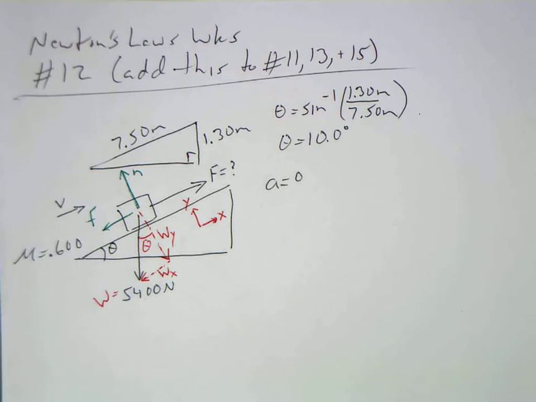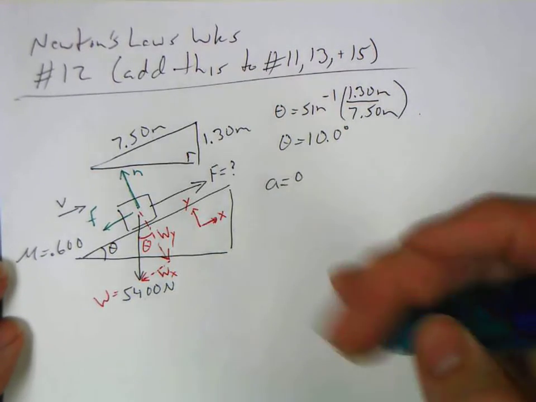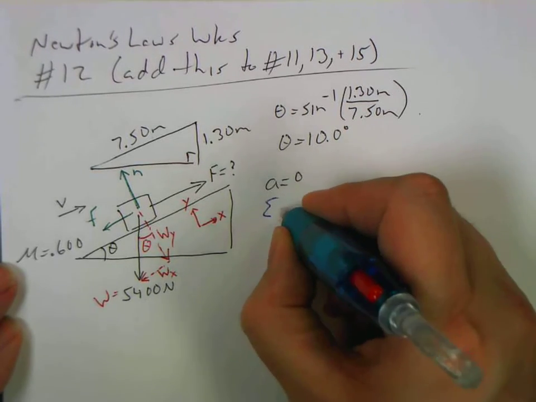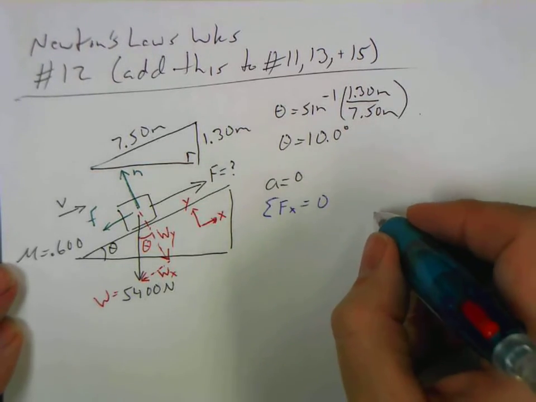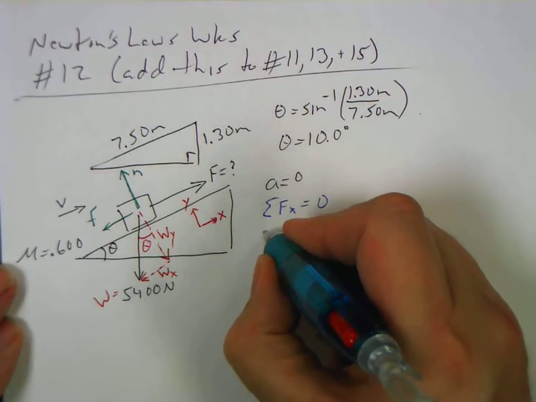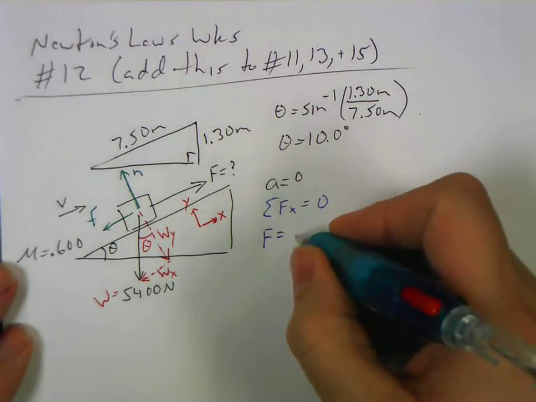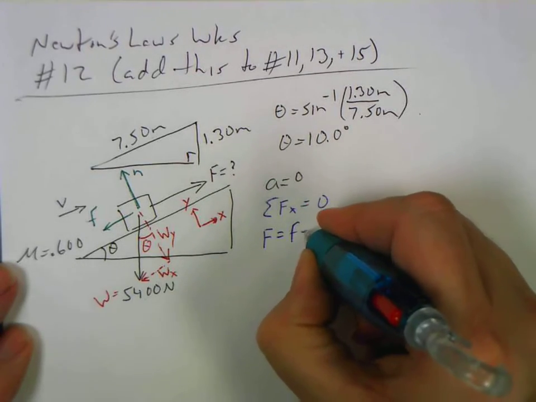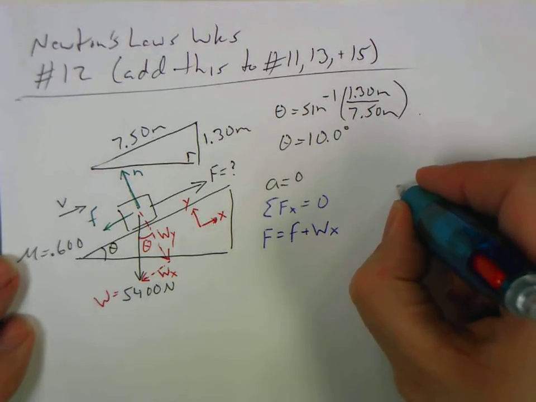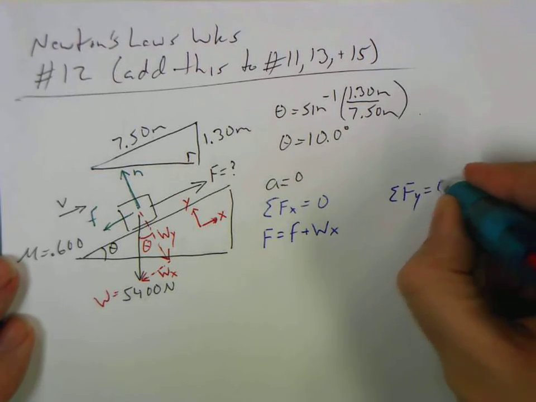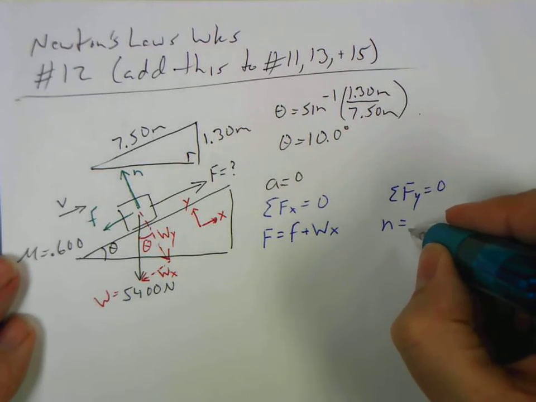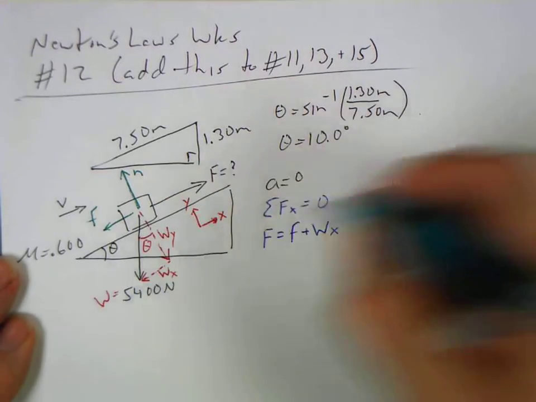All right, at this point, we can take what we understand, that the acceleration is 0, to say that the sum of the forces in the x direction is equal to 0. And so that means the forces that are going up the ramp, which is the applied force F, are equal to the forces going down the ramp, which is the force of friction and the component of the weight in the x direction. And then over in the y direction, we can say that the normal force, the force coming out of the ramp, is equal to the force or forces going into the ramp, which in this case is the y component of the weight.